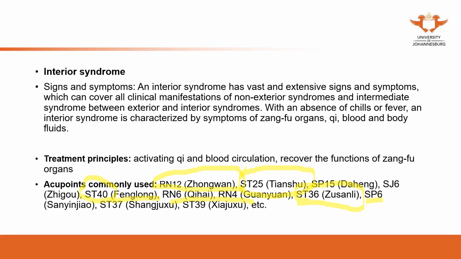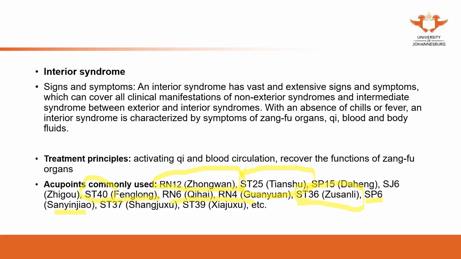Spleen 6, three yin meridians, three foot yin meridians meet at the spleen 6. Stomach 37, stomach 39. These are the lower he-sea points of the stomach, and the lower he-sea points of the large intestine and small intestine. As you can see, all these points, either they have the nature of tonifying, or they more link to specific organs.